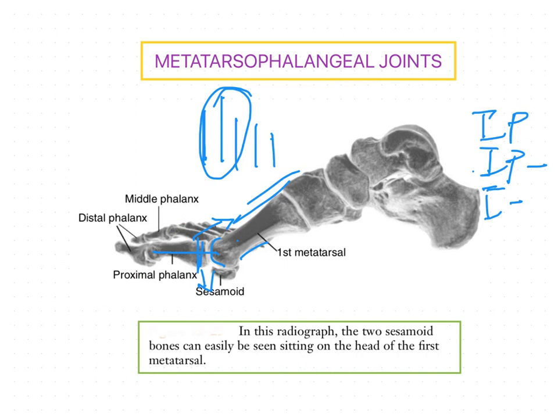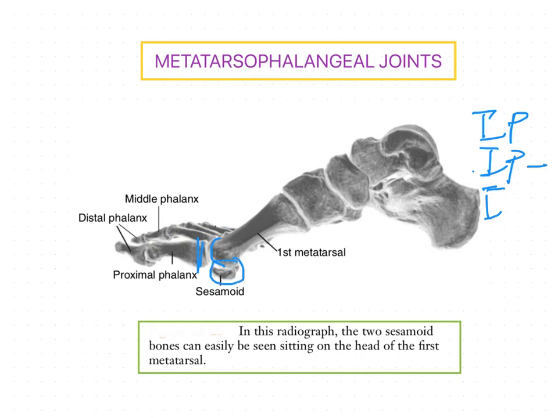In the metatarsal joints, the first metatarsophalangeal joint has two sesamoid bones. Here you can find the sesamoid. So this is the radiograph. The two sesamoid bones can easily be seen sitting on the head of the first metatarsal. Here you can find the sesamoid bone, and on the other side we can find the other sesamoid bone. So two sesamoid bones are associated with it, and these are located on the plantar aspect of the first metatarsal head.